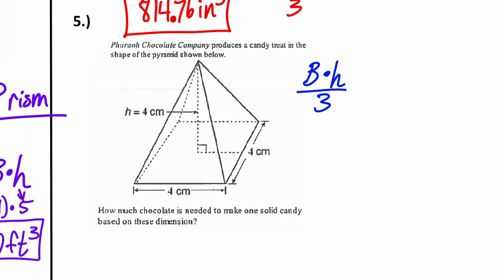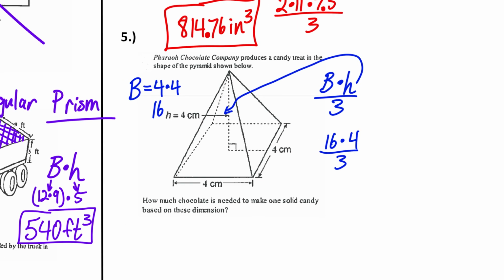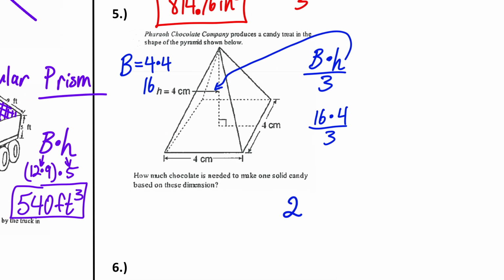Okay, so on this one, to find the area of the base, it's just a square, so it's just 4 times 4, which is going to be 16. Okay, so 16 times the height, which is 4, divided by 3. Which would be 21.33.